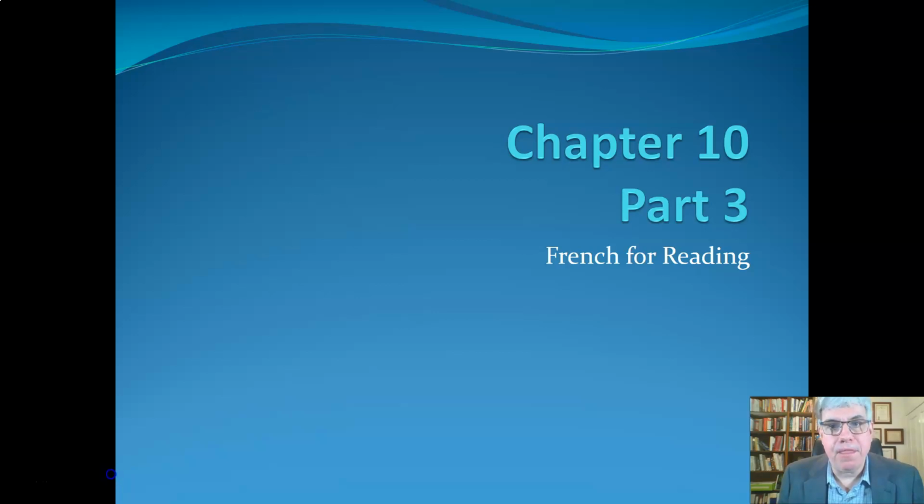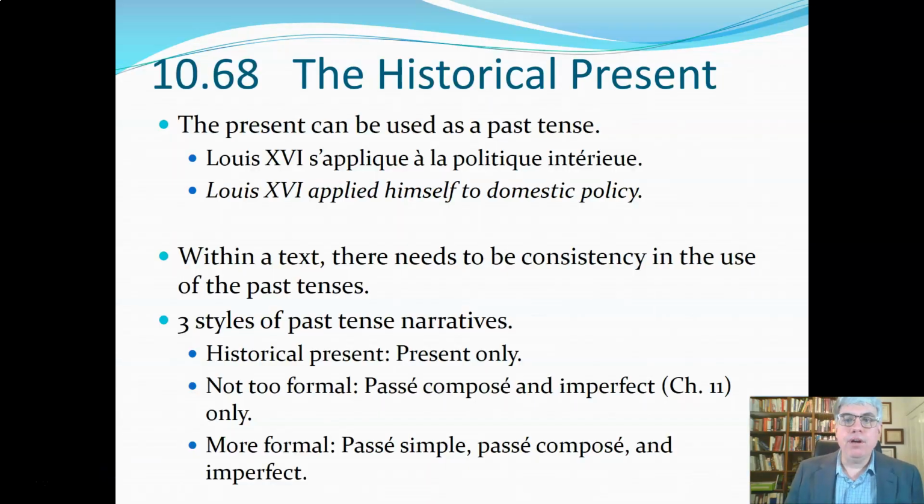Part 3, we're going to be looking at the historical present now. Finally, something that's easy. The idea of the historical present is that the present tense can be used to describe the past, basically as a past tense. So in the text for today, we're going to see a sentence.